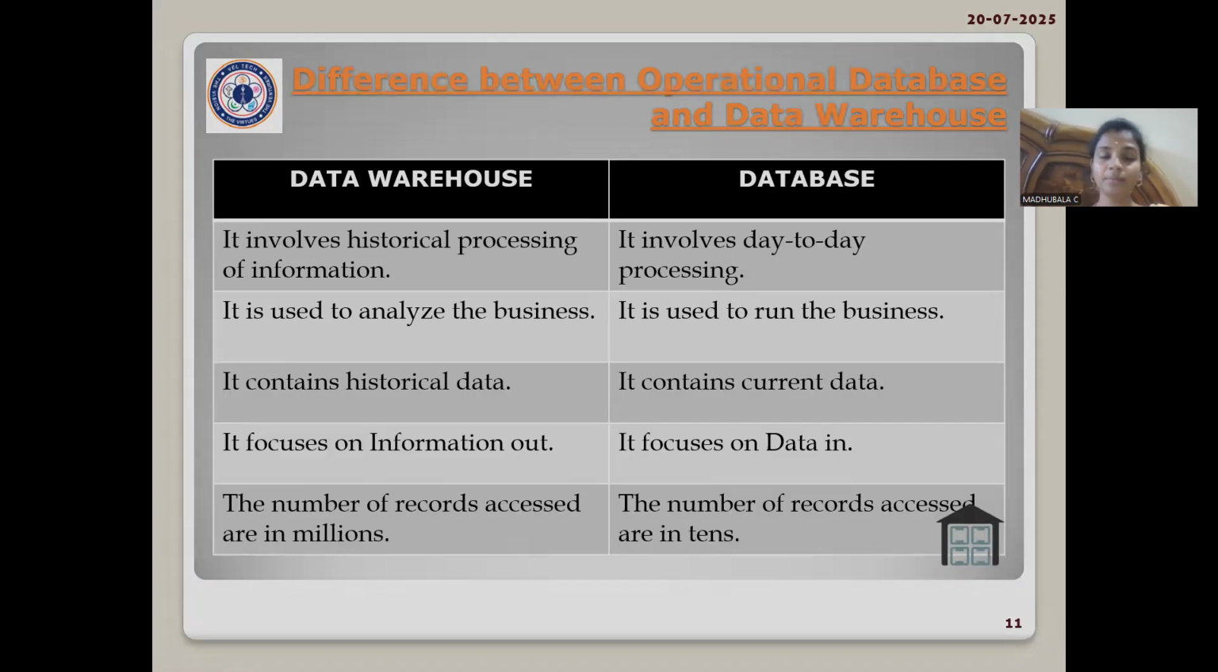Okay, fine. Next, the difference between an operational database and a data warehouse. The first thing is that data warehousing involves historical processing of information, which means it can retrieve data from the very beginning, the historical data up till now. In a database, it involves only day-to-day processing.